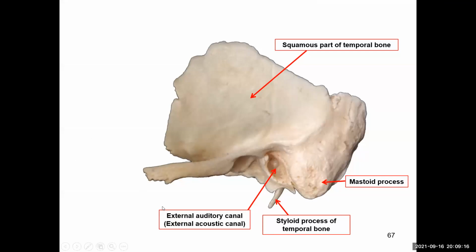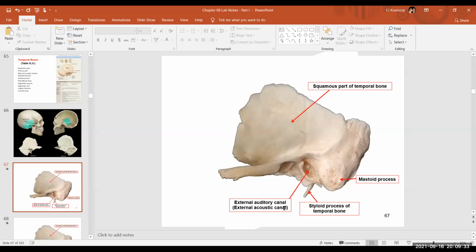Now, if you notice down here, we do have the external acoustic canal. It's also known as the external acoustic meatus. So both are acceptable. You can also call it the external auditory canal.